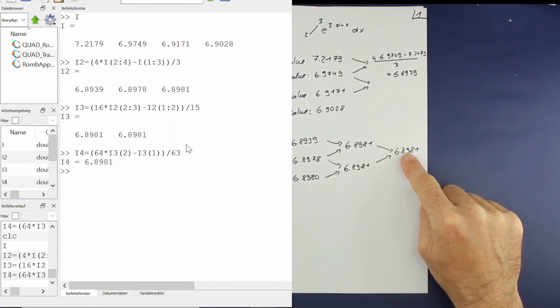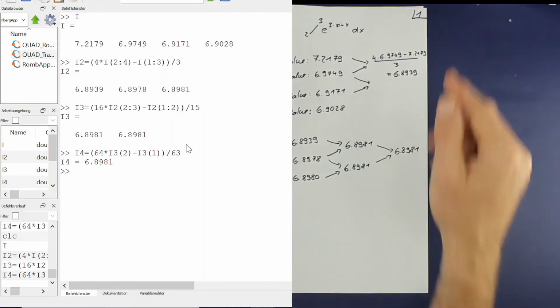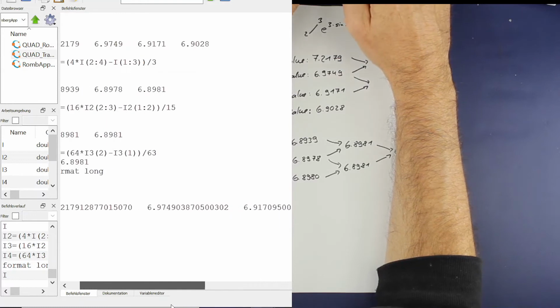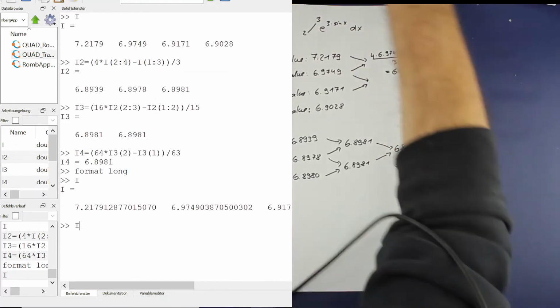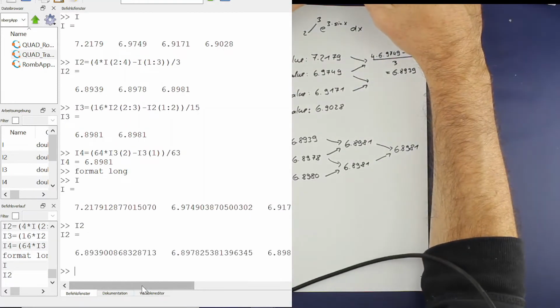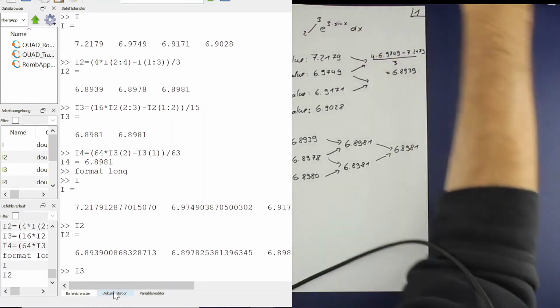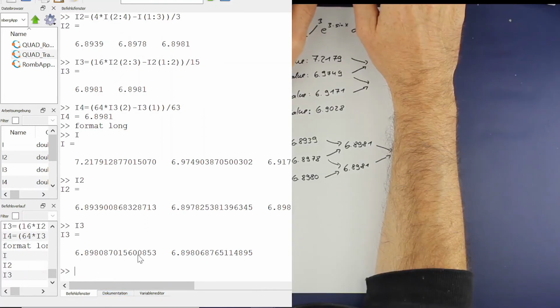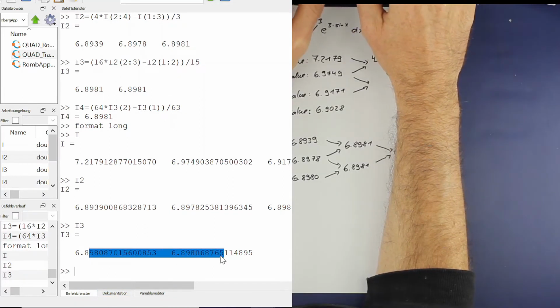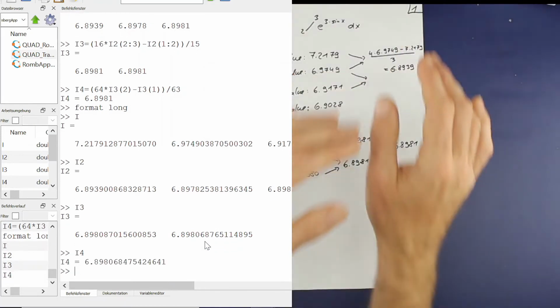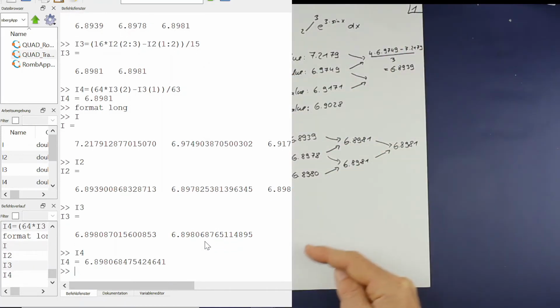and then let's do the next stage, and we get that number. Let's use more digits in the display, and then we see I are these numbers, I2 are these numbers, I3 are these numbers, and now you see they are not really equal, only to the 4th digit, and then I4 is that value. So this is our guess for the integral value.